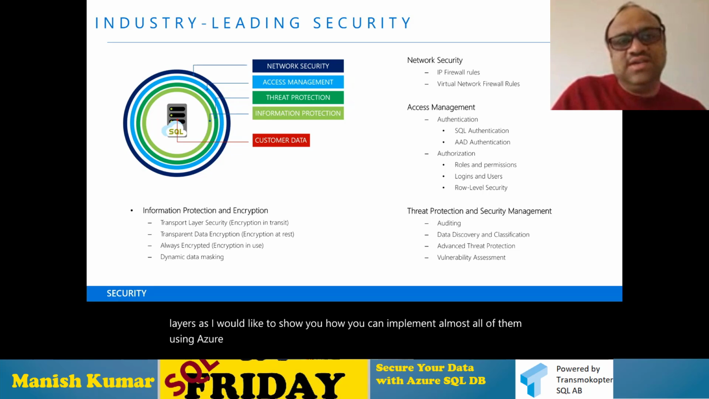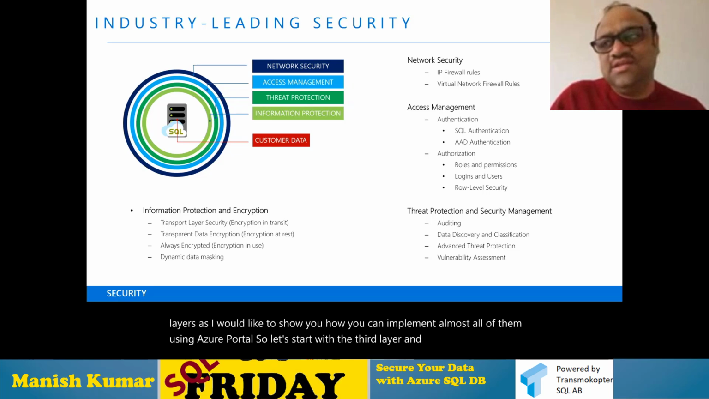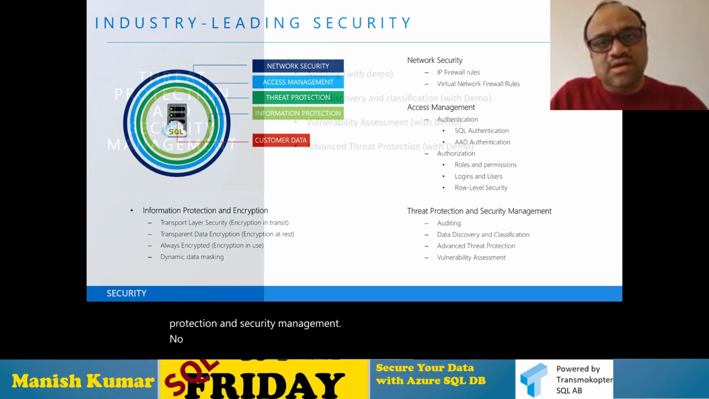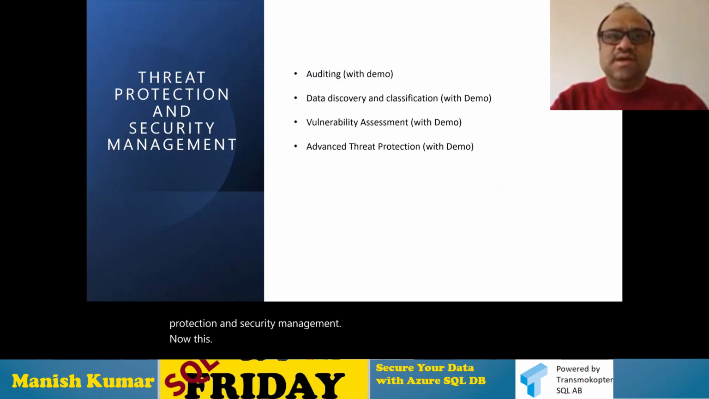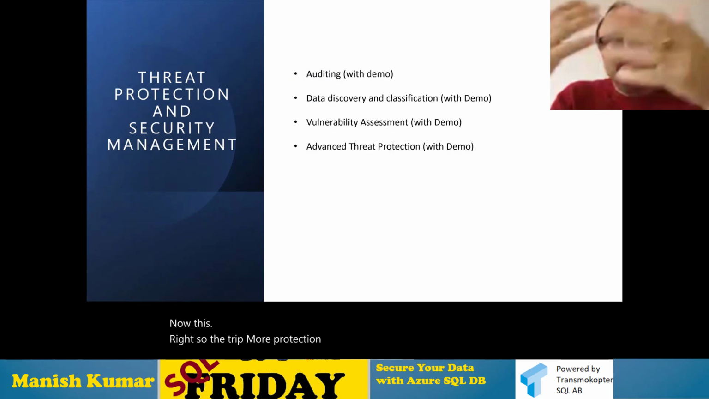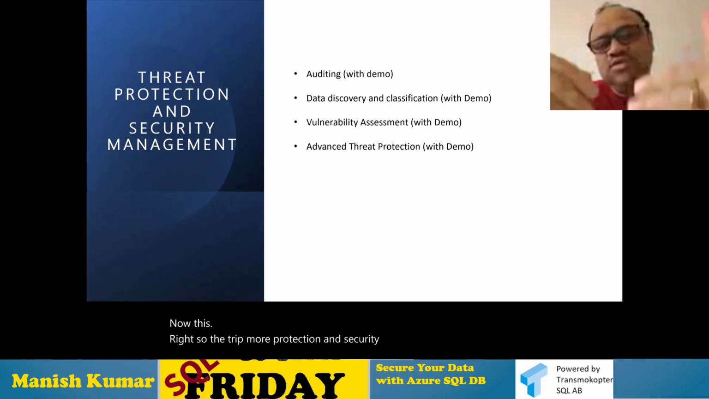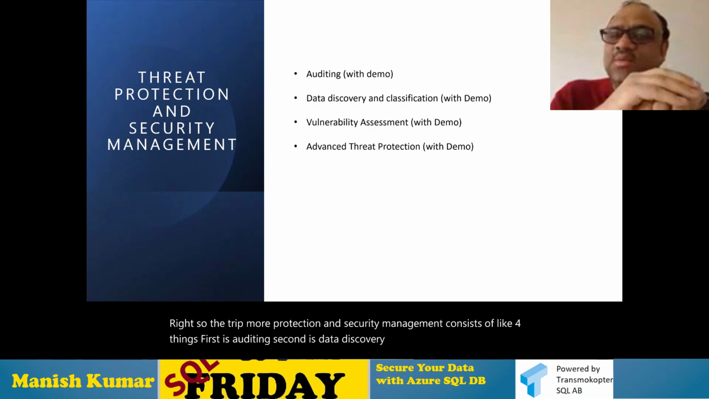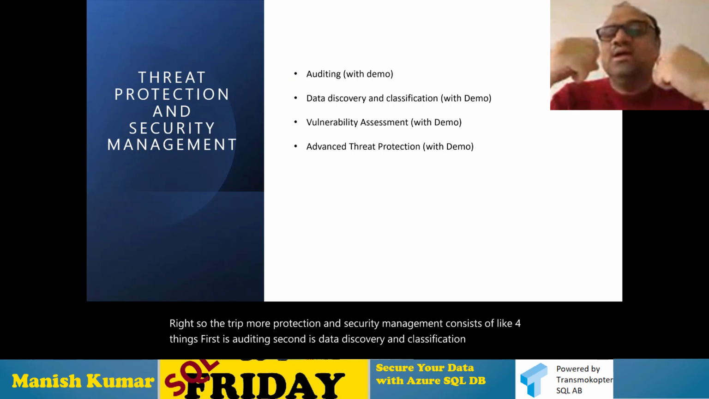So let's start with the third layer, and the third layer is threat protection and security management. So the threat protection and security management consists of like four things. First is auditing, second is data discovery and classification, which comes built in.